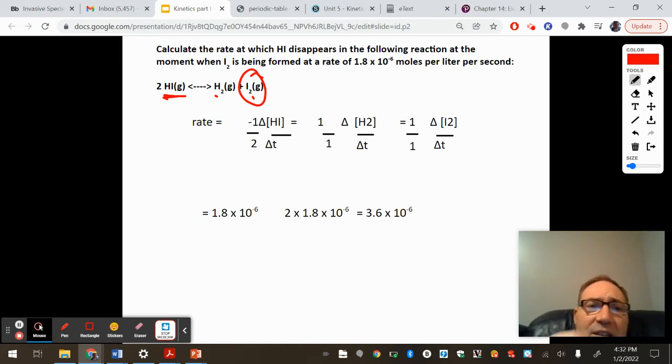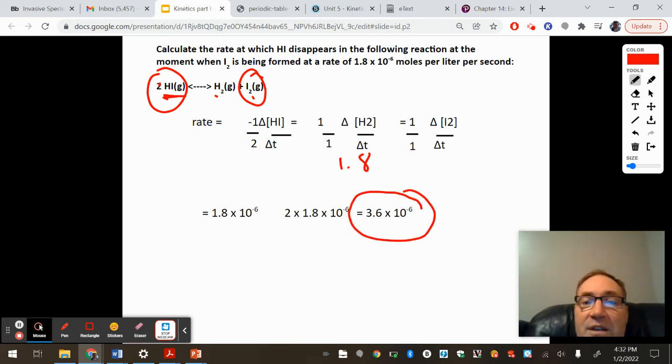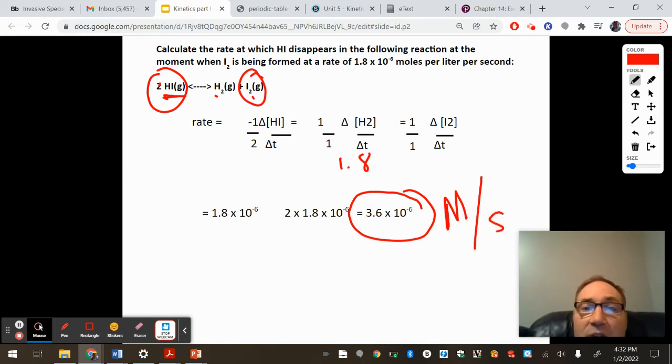So what we know is that this one right here is going to disappear at twice the rate of that one. And you can tell that because this rate, which we'll just call 1.8 right now, this would be half. If this is the rate, half of this would be equal to that. So if we're solving for this, we can figure out that it's exactly 3.6 times 10 to the negative 6 moles per liter per second, because the coefficients tell us how each is related. And that's really what you have to know.